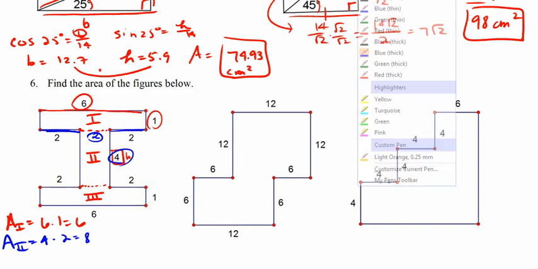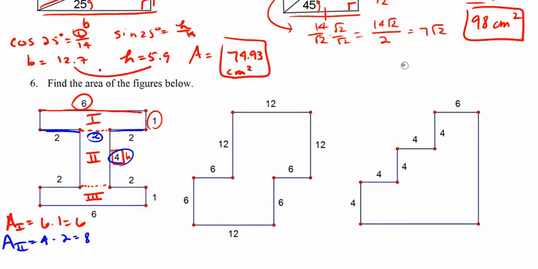And then let's switch to another color for area of triangle 3. Again I have a base of 6 and a height of 1, so that's 6. So we're going to add up 6 plus 6 and 8 and get 20, and we'll call that units squared.